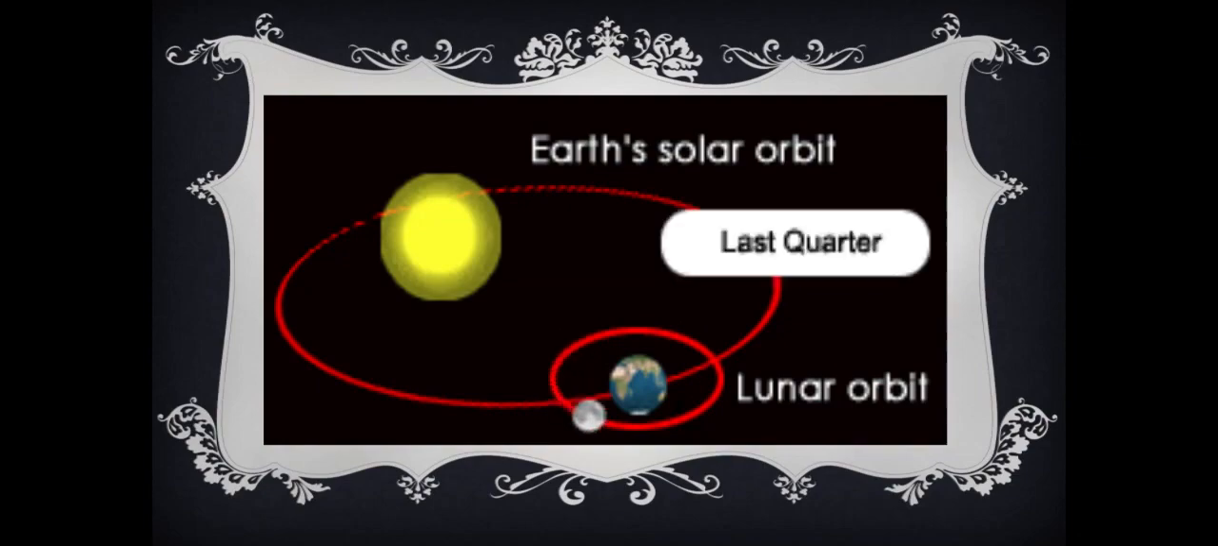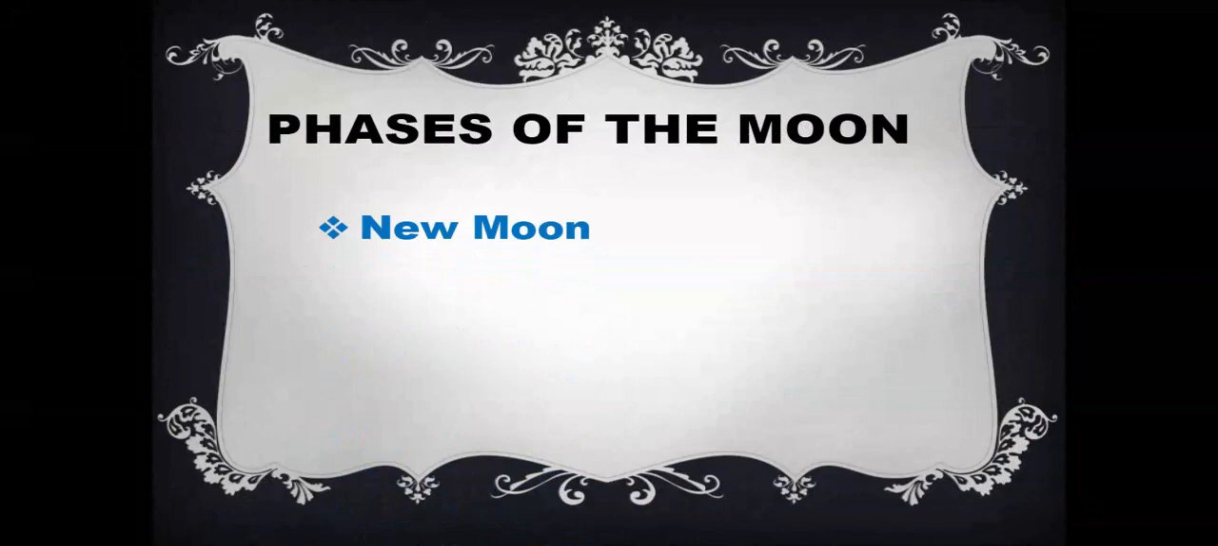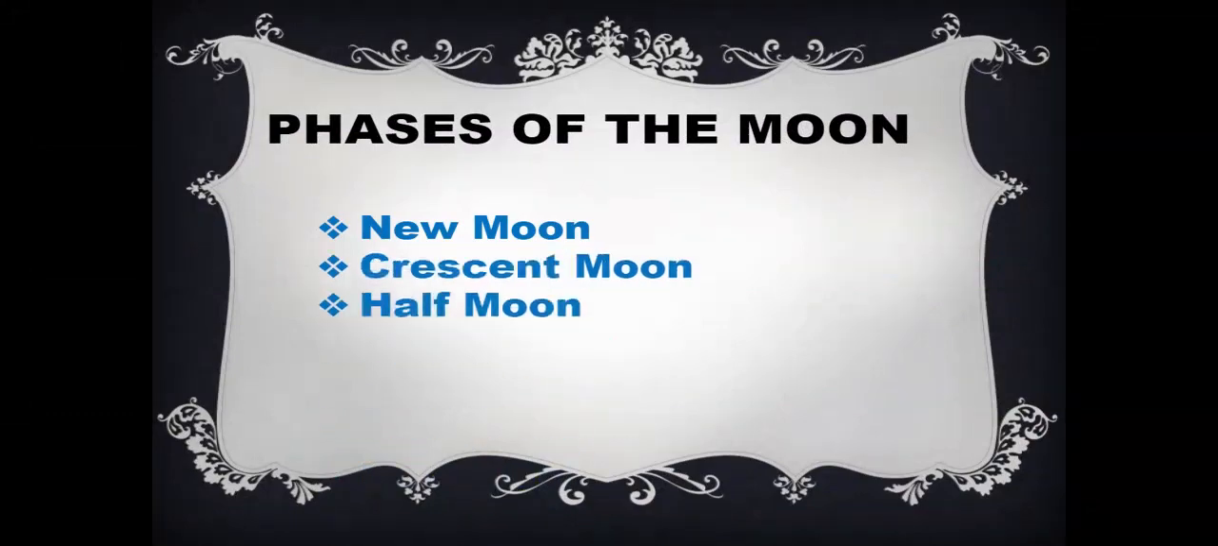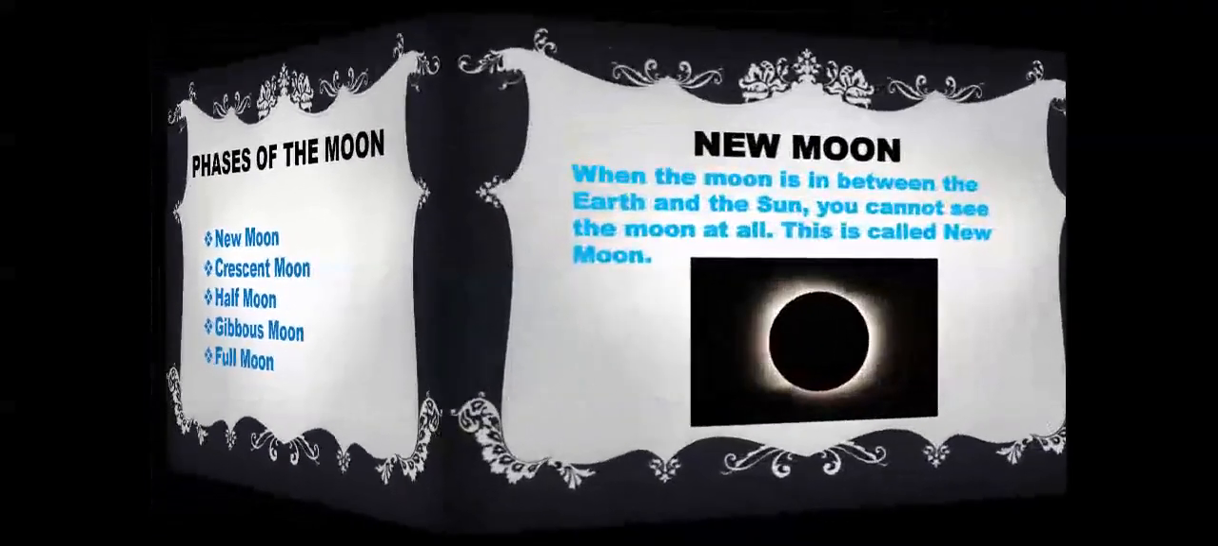Children, there are five different phases of the moon: new moon, crescent moon, half moon, gibbous moon, and the full moon. Children, we will discuss about each phase in detail. So let us just start with the new moon phase.